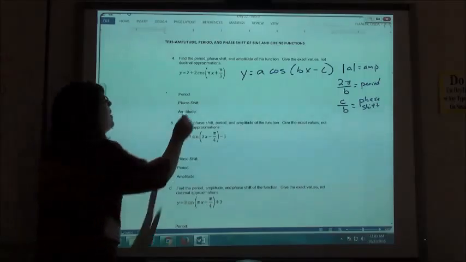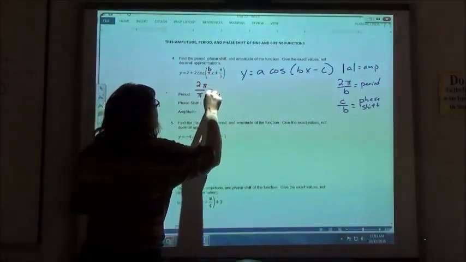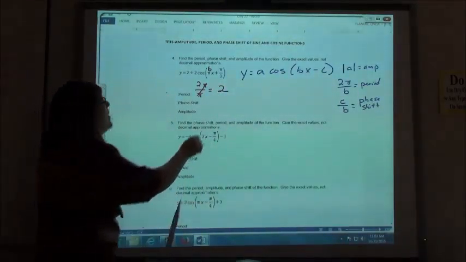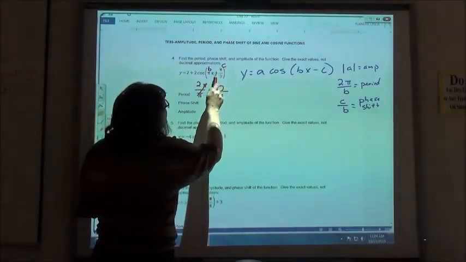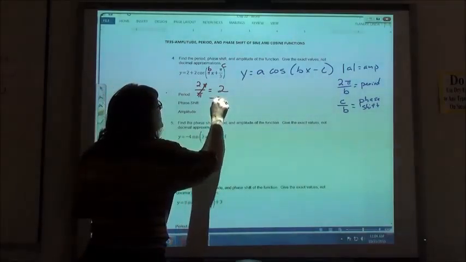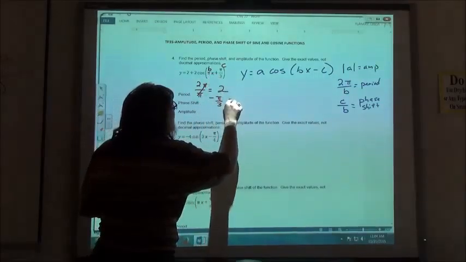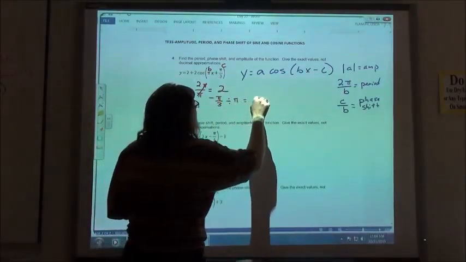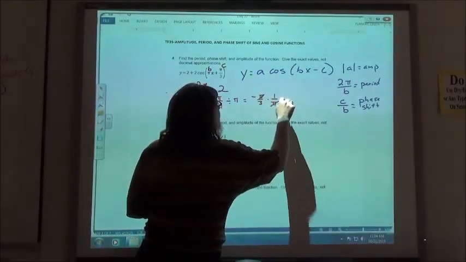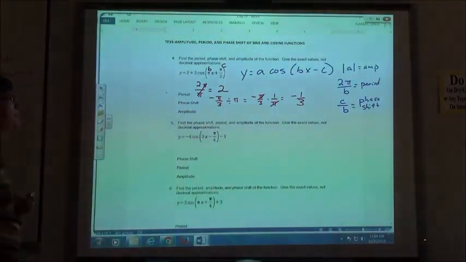So for my period, I'm going to do 2 pi over the b value, which is pi. And so I'm going to get a period of 2. My phase shift, I'm taking the c value. Now notice this is a plus c, so I would have had to have minus a negative. I would have minus pi over 3, so the opposite sign here. I'm going to divide it by pi, which means I'm going to have negative pi over 3 times the reciprocal, and those are going to cancel out. So negative 1/3 is going to be my phase shift.